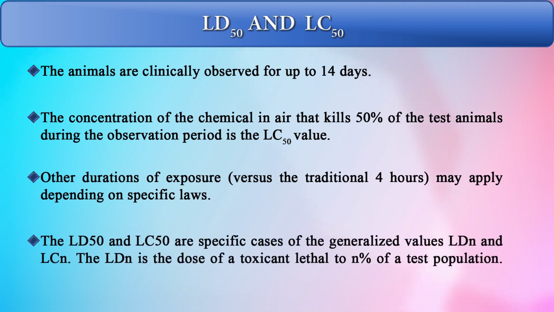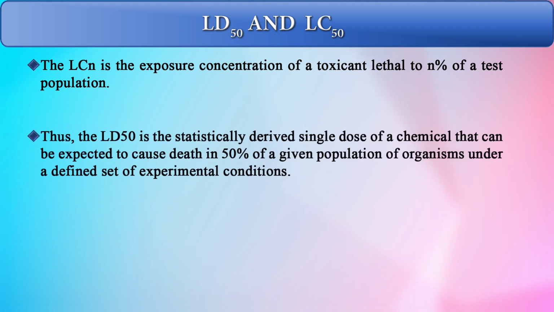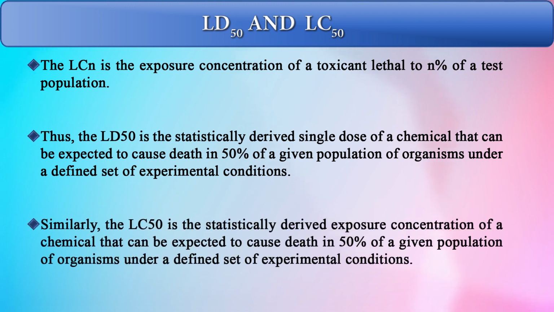The LD50 and LC50 are specific cases of the generalized values LDn and LCn. The LDn is the dose of a toxicant lethal to n% of the test population. The LCn is the exposure concentration of a toxicant lethal to n% of the test population. Thus, the LD50 is the statistically derived single dose of a chemical that can be expected to cause death in 50% of the given population of organisms under a defined set of experimental conditions. Similarly, the LC50 is the statistically derived exposure concentration.